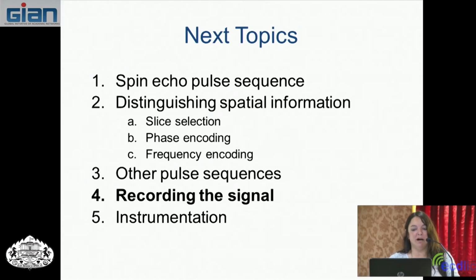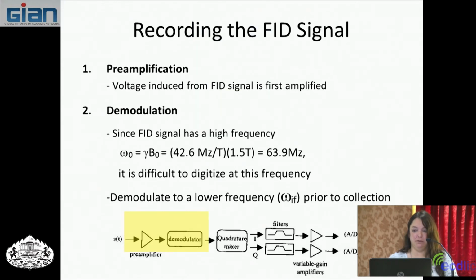Okay, so we're going to talk about how we record the signal now, our free induction decay signal. First of all, our voltage-induced FID signal, or free induction decay, has to be amplified. So we take this pre-amplified signal and we're going to demodulate it. It has a very high frequency, and it's difficult to digitize at this frequency, so we're going to demodulate it to a lower frequency before we collect it.